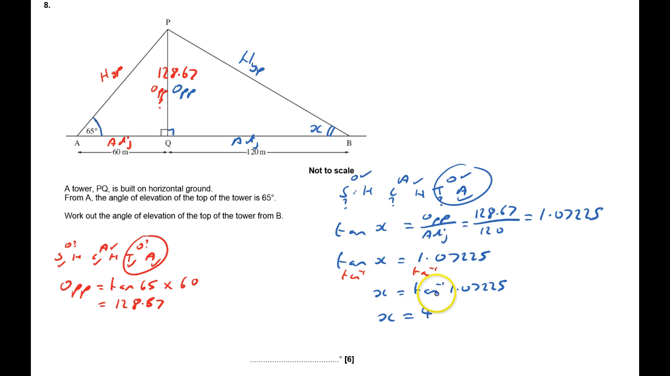I get x equals 46.9969 degrees, or x equals 47 degrees. Or you could put 47.0 if you wanted to round it to one decimal place. I'd have left it at 47 degrees, but I would have included this bit as well. That's question 8 done.